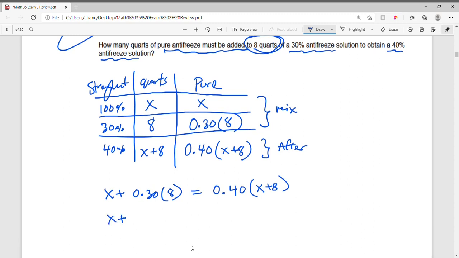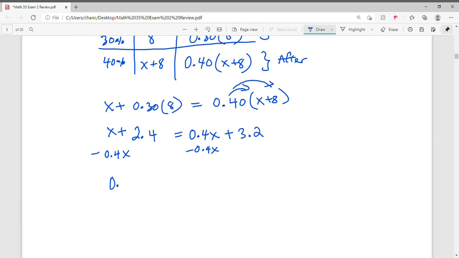We have x plus 0.30 times 8, which is 2.4, and that's equal to, we'll have to distribute the 0.40 times x. That's 0.4x plus 3.2. Now let's solve for x. Let's subtract 0.4x from both sides. This gives me 0.6x plus 2.4, and that's equal to 3.2.